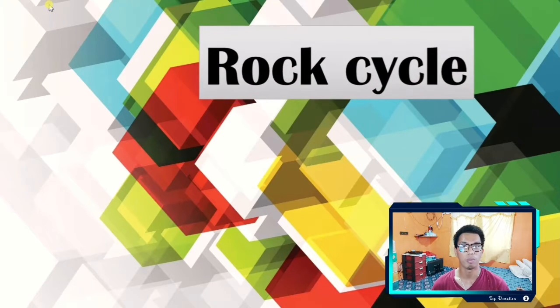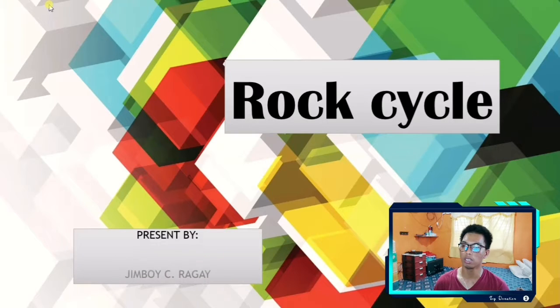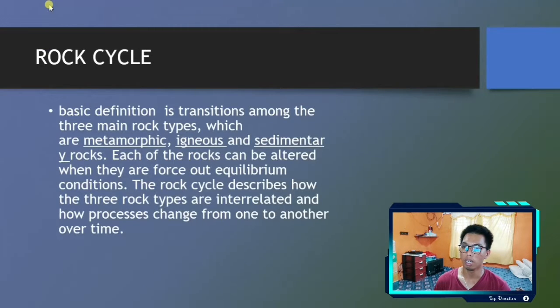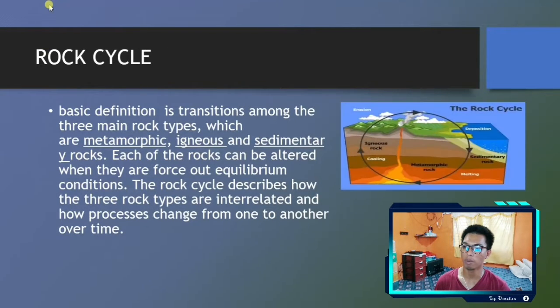Good day everyone, my name is Jim Morale from Group 6, and today I will discuss the rock cycle. What is the rock cycle? Basically, it is the transition among the main three types of rock, which are metamorphic, igneous, and sedimentary rock. Each of the rocks can be altered when they are forced out of equilibrium condition. The rock cycle describes how the three rock types are interrelated and how the process changes one to another over time. It's basically a process of long-term, million years of process of rock, the metamorphic, igneous, and sedimentary rock.